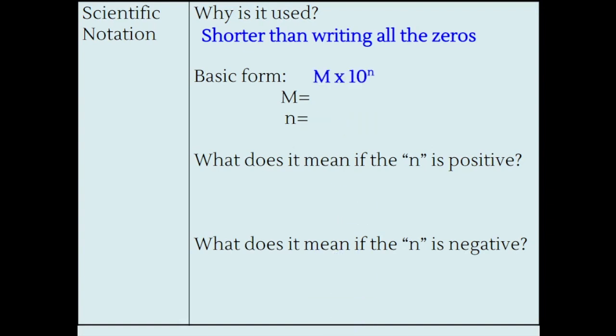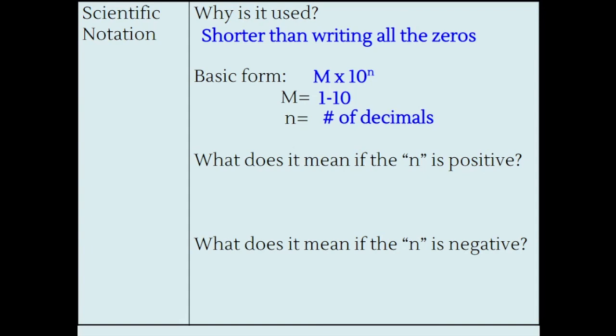We're going to say m times 10 to the n. And I'm going to tell you what m stands for in a sec. So m just stands for any number 1 through 10. N is going to stand for the number of decimals. So let's take a look at this a little bit further.